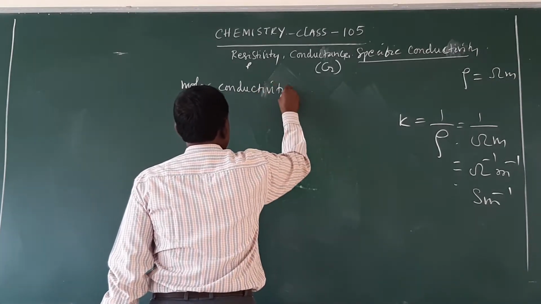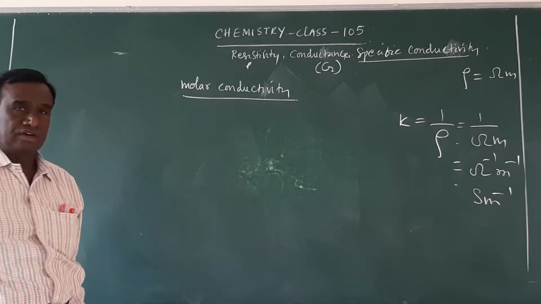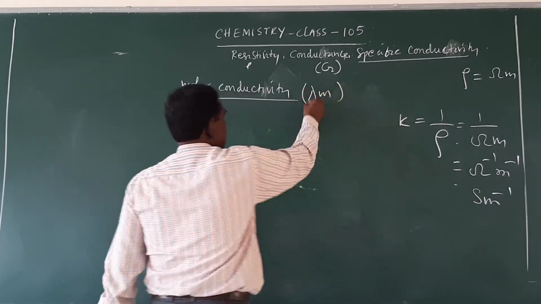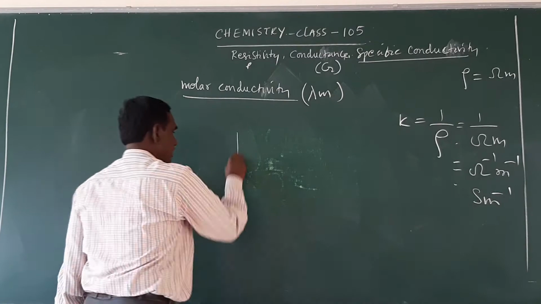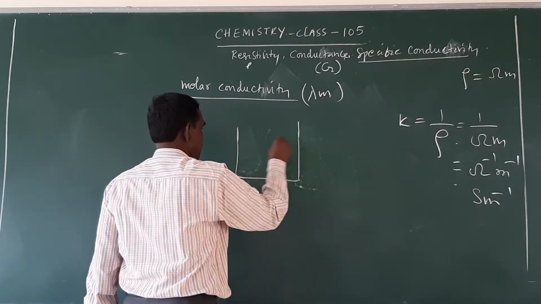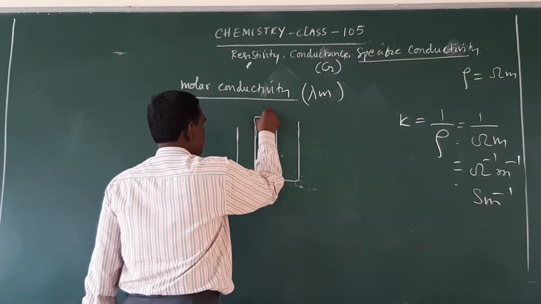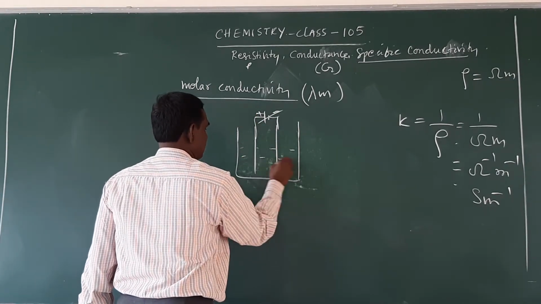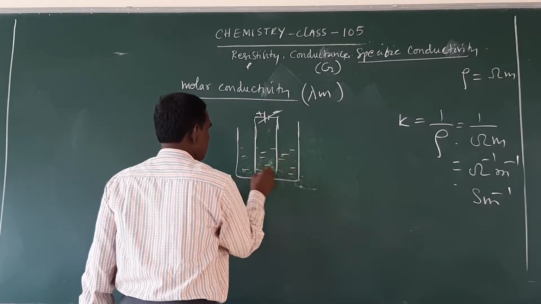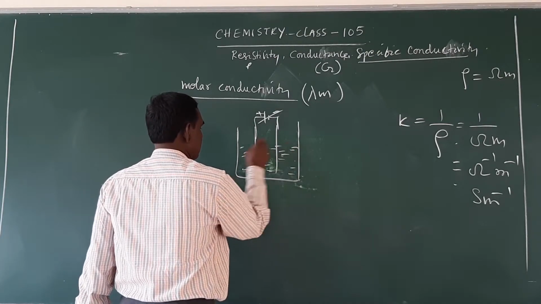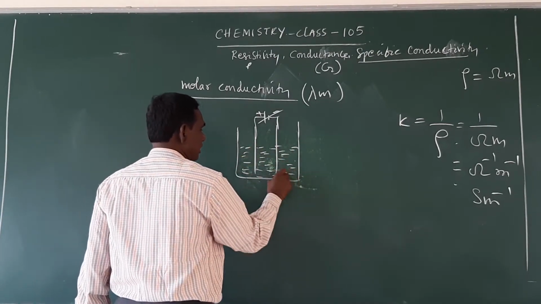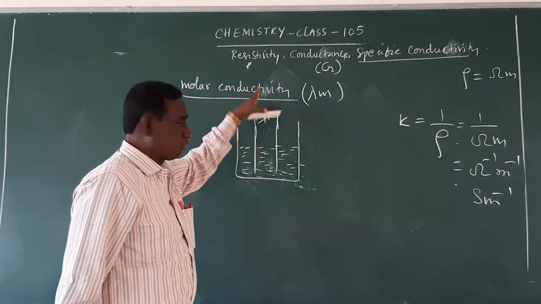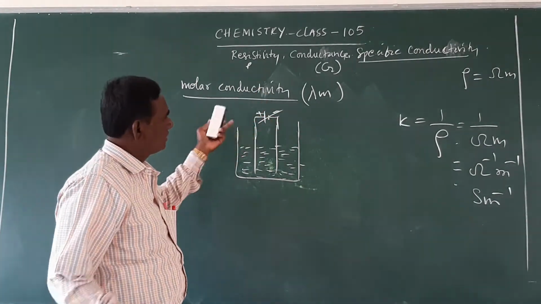Conductivity. Molar conductivity or molar conductance, denoted lambda. Again, I am going to take the same diagram, with plus and minus, and the electrolyte solution there. So again, an electrolytic cell with electrolytic solution. These are the two electrodes separated by a distance, everything is there.